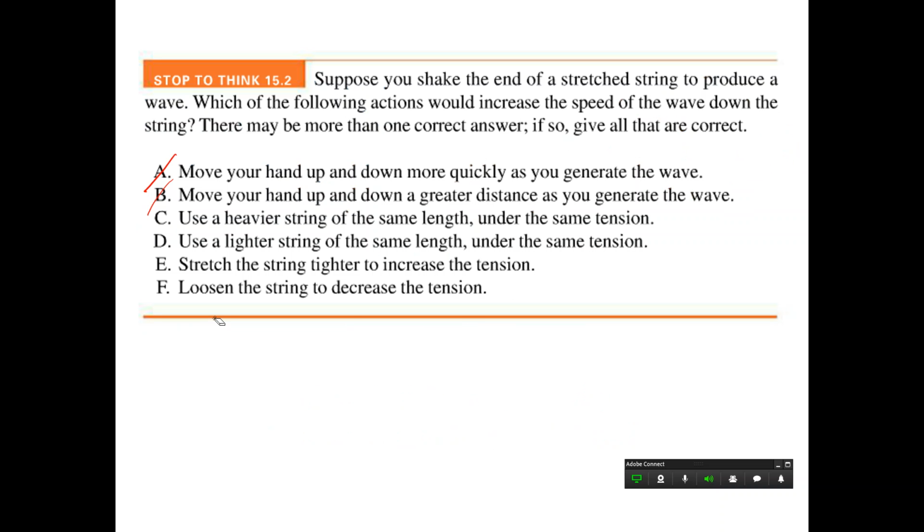If we went back to the equation, I'm just going to write it here. Velocity is equal to the square root of the tension force divided by mu, and mu is equal to mass over length. So if I increase the mass, I'm increasing the denominator, and therefore my velocity is going down. So C wouldn't work either. The question's asking about increasing the velocity. How about D? Yeah, okay, so D works. How about if you make it tighter, if you increase the tension? Yeah. And if you make it looser? Okay, we got it?